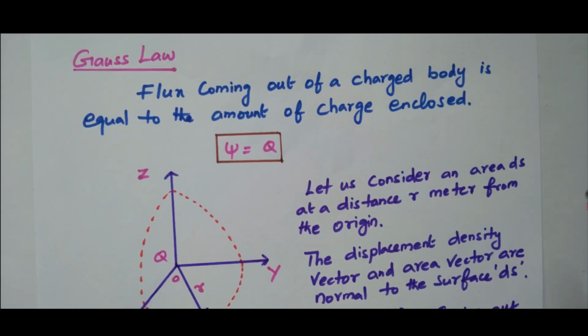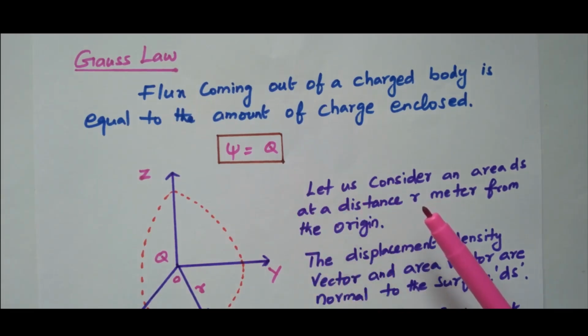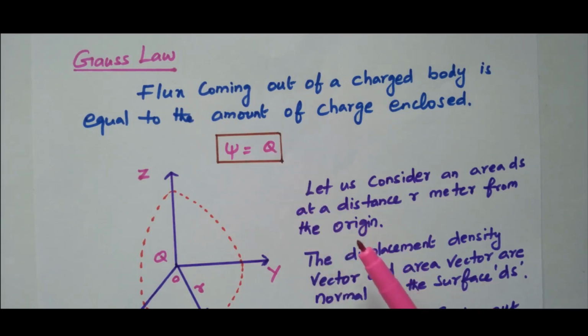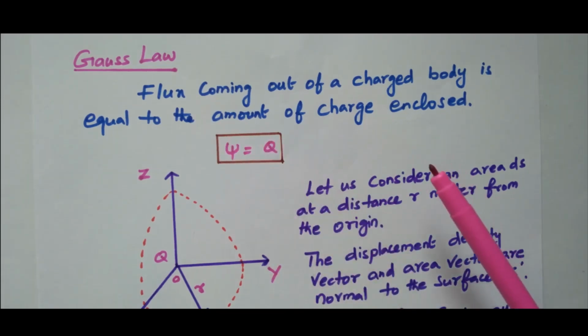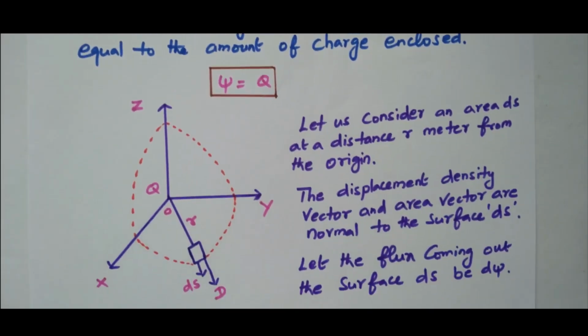Now we'll see the Gauss law. The Gauss law is: flux coming out of a charged body is equal to the amount of charge enclosed, psi equal to q. That is the statement given by the Gauss law. If any charged body is there, the flux will come out. That flux is equal to the amount of charge enclosed in the body. Very simple. A charged body is there, from that flux is produced, and that flux is equal to the amount of charge enclosed, right? Both are equal, psi equal to q. Now we'll go to the proof of this Gauss law.